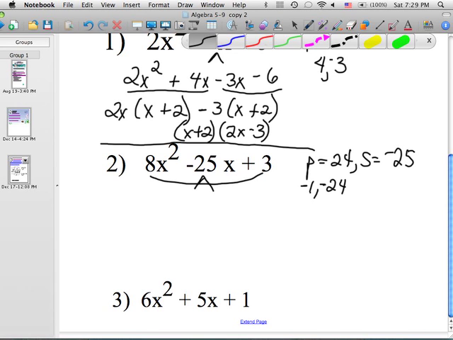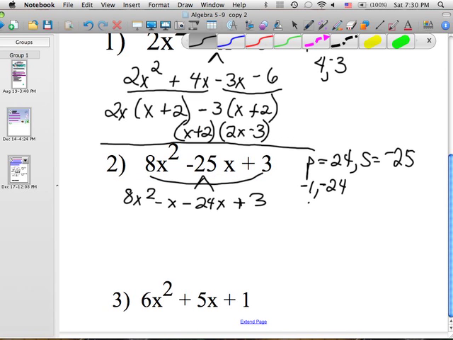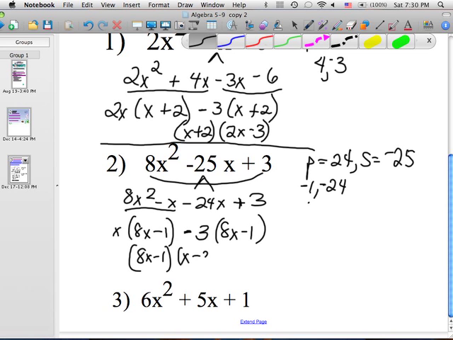So we're going to split the middle: 8x squared minus x minus 24x, which still makes negative 25x, plus 3. So from the first pair, we'll pull out an x. We get 8x minus 1. Checking the signs, positive, negative, negative, positive, we need to pull out a negative 3, and we get 8x minus 1. So our factors are 8x minus 1 and x minus 3.